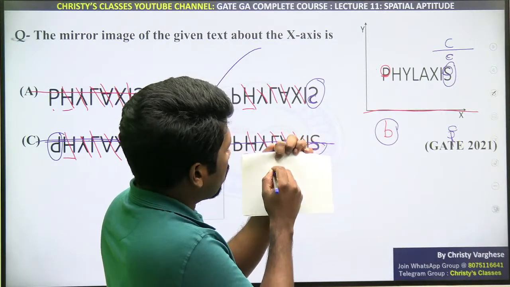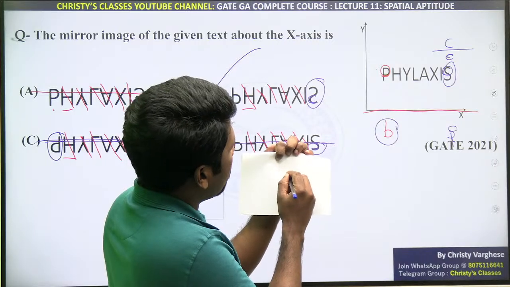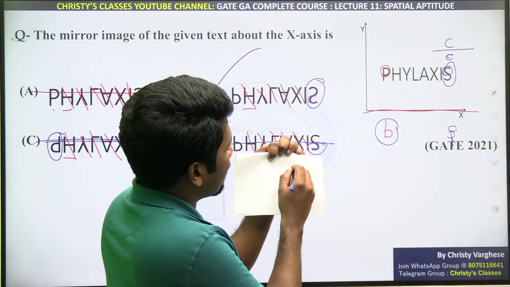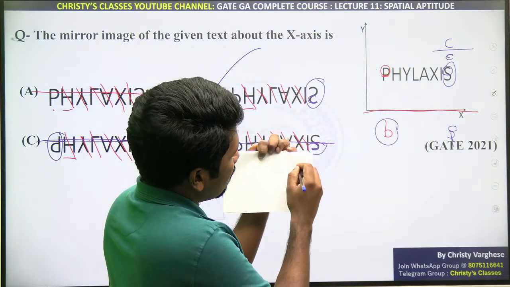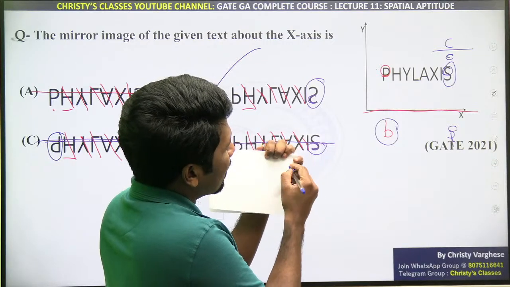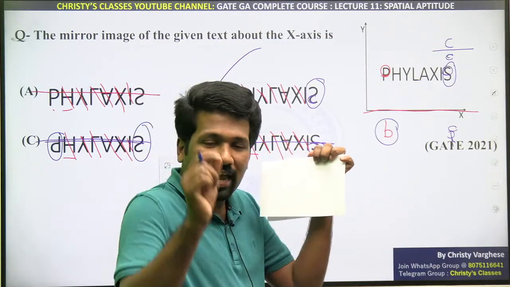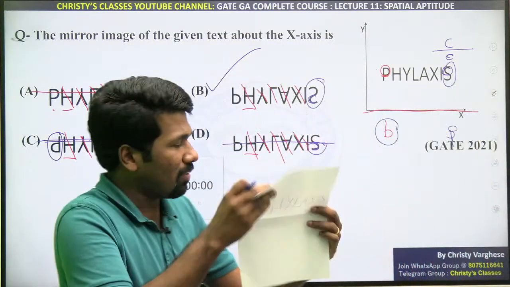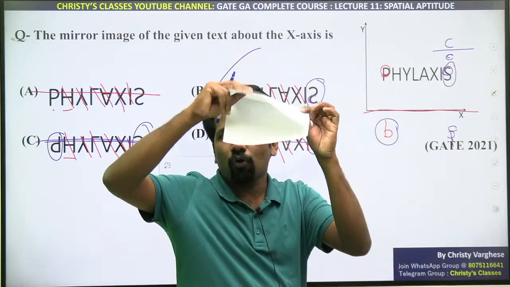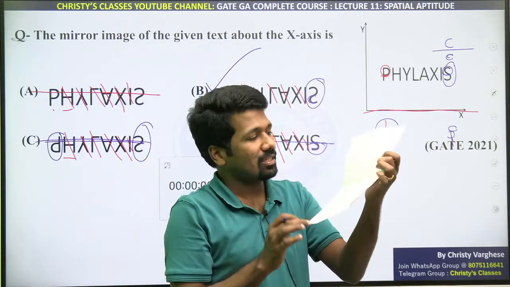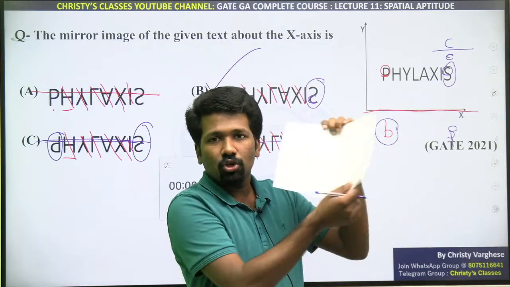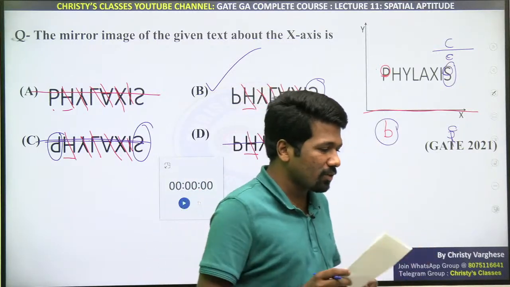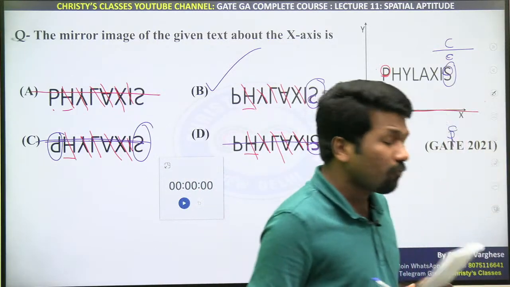Those who want to get convinced about the second method, please take a paper and do it. Then only you will get that clarity. The mark made by the pen, you try to trace it. But be careful: if the mirror is like this, you have to fold like this. If the mirror is like this image, you have to draw this direction and fold it like this. If it is horizontal, then horizontal; if vertical, then vertical. That is actually a much faster method.